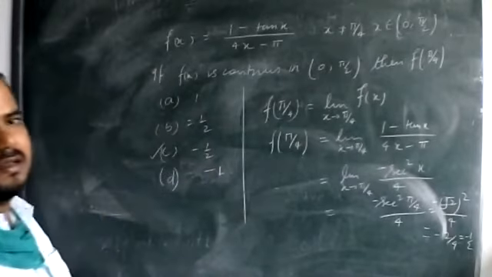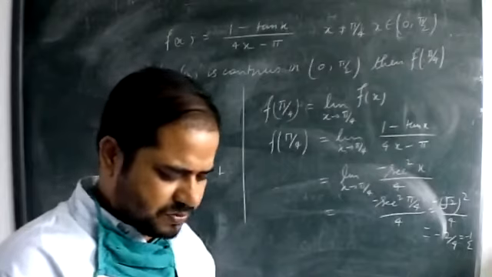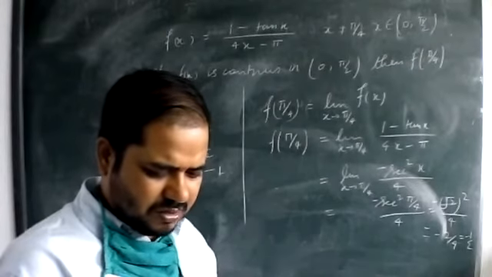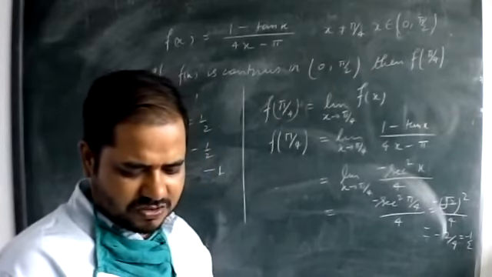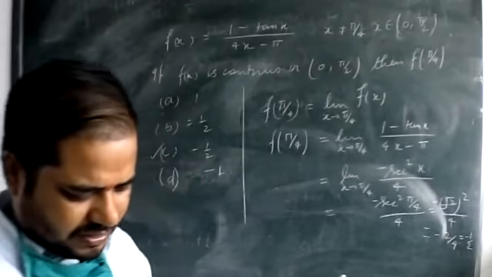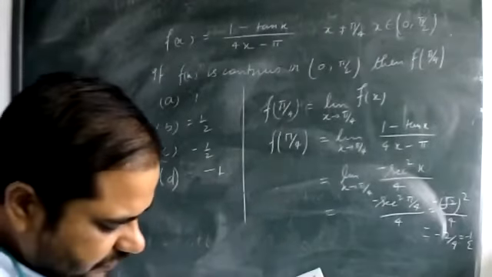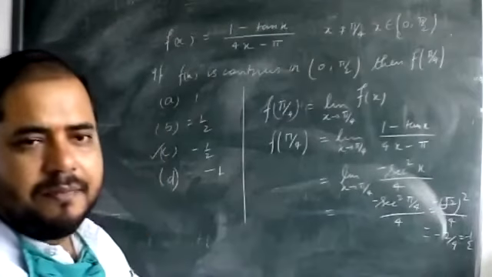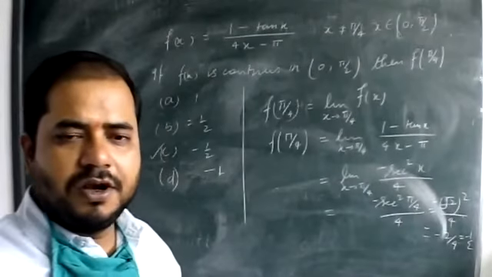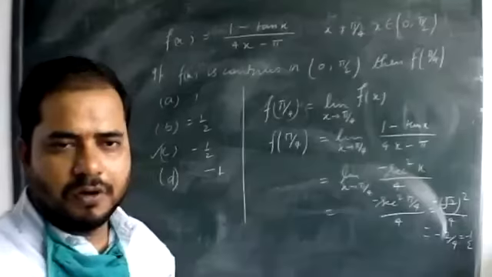So the answer is minus 1 by 2. Option C is correct. Which option is correct? Option number C, this is minus 1 by 2, this is correct. Clear? Okay. So, note it down. Now, next.